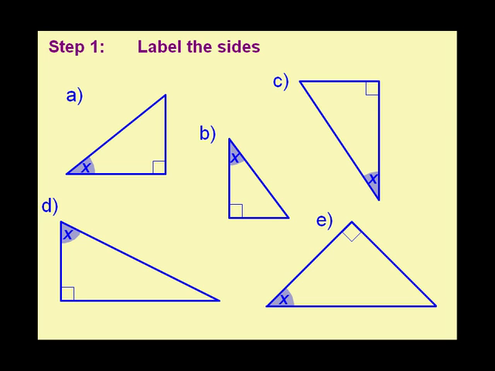So here are some triangles for you to label. You'll need to make a sketch of them, labeling the right angle and the angle. Then label the sides O, A and H. Press pause and have a go. When you're ready, press play. Here are the answers.